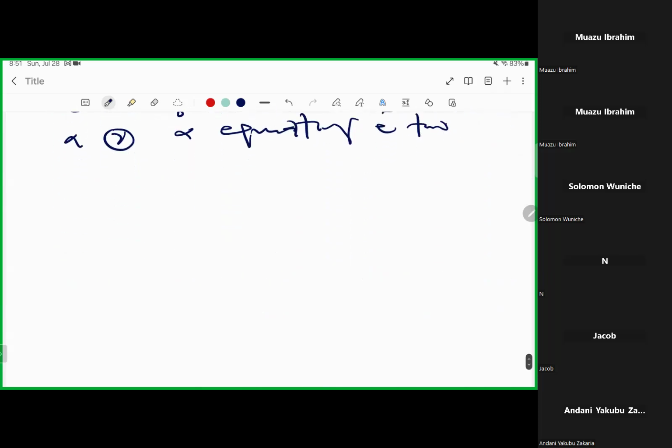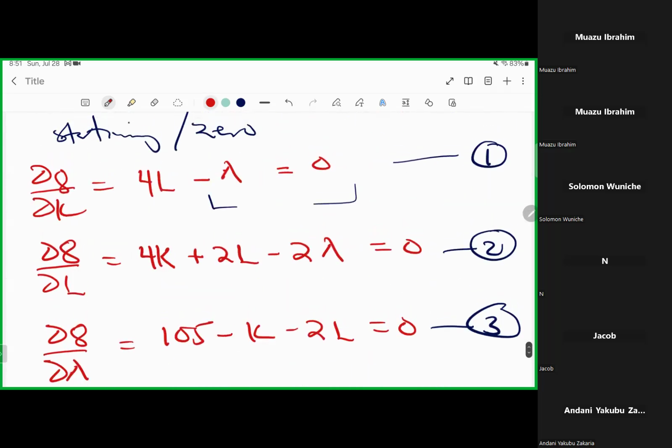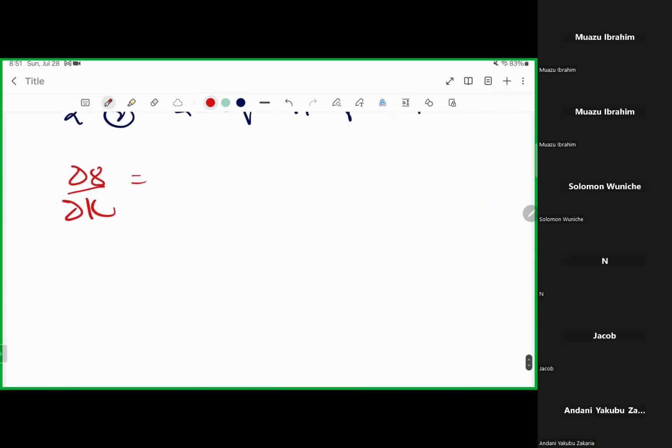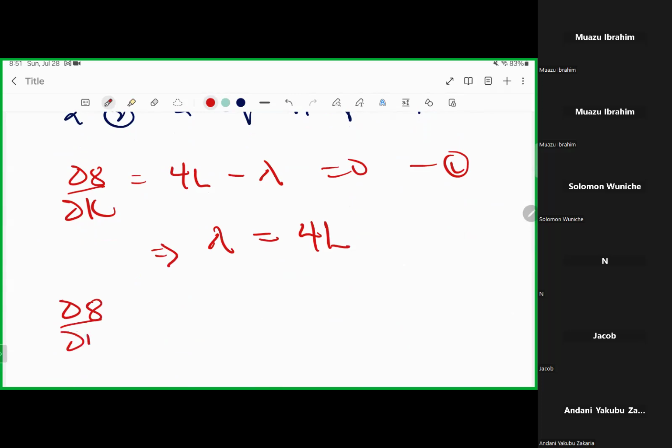So from equation 1, we have this all over this, 4L minus lambda is equal to 0. So if you want to make lambda the subject in equation 1, it simply means lambda is the same thing as 4L, as you can see.